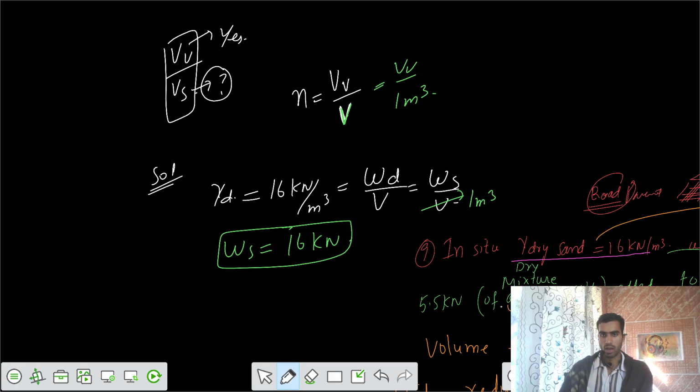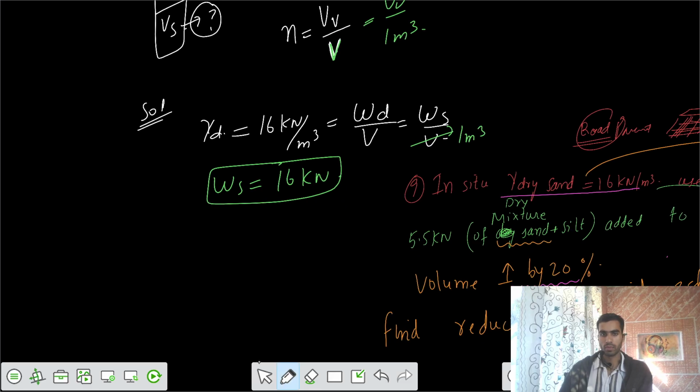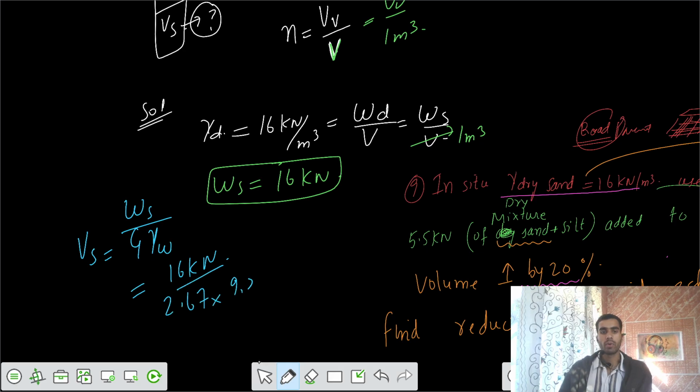So I would say that volume of solids for the first case is actually weight of solids by G gamma W. And weight of solids we have 16 kilonewton. Your G value is 2.67 and your gamma W is 9.81 kilonewton per meter cube. So that's your volume of solids, 0.6109 meter cube.